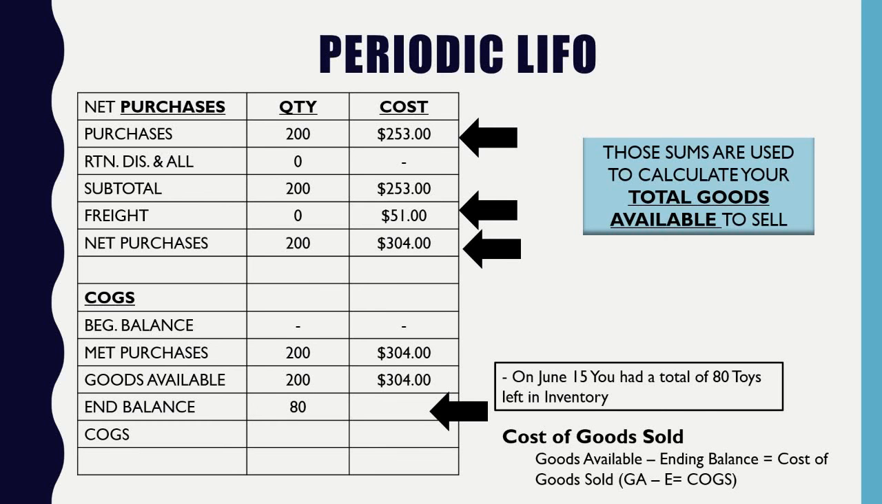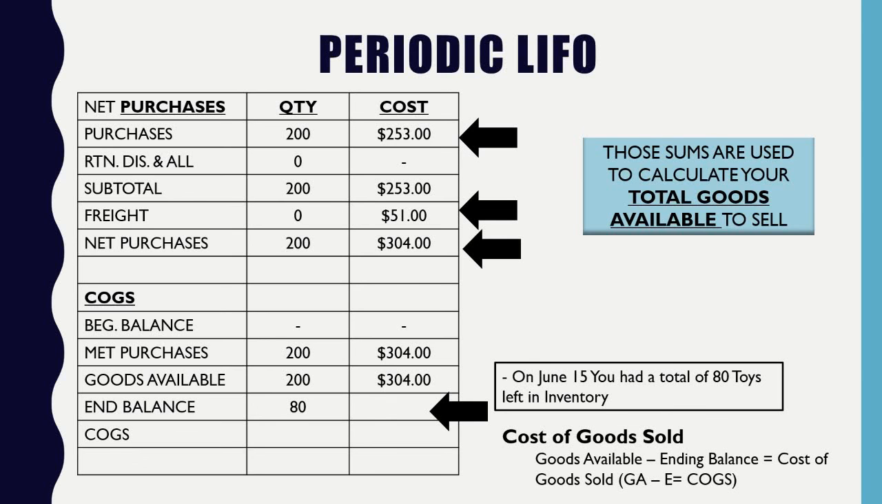Because when we put it into the second part of the worksheet, we enter it again. We had the 200 quantity items for the $253. We added our freight, and now our total for 200 items for net purchases is going to be 304. Now we need to look at the second part.